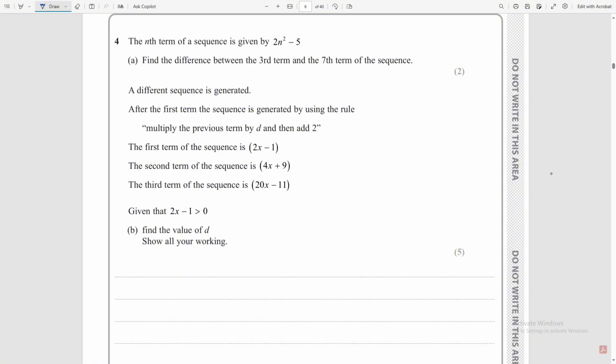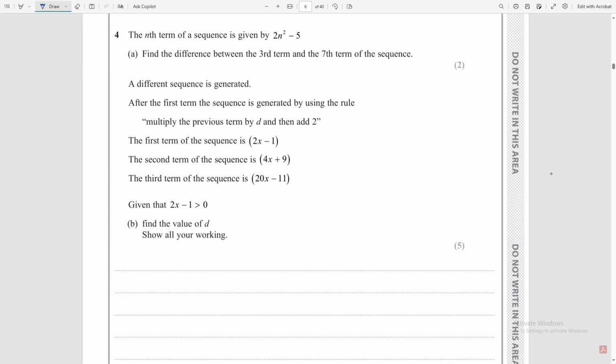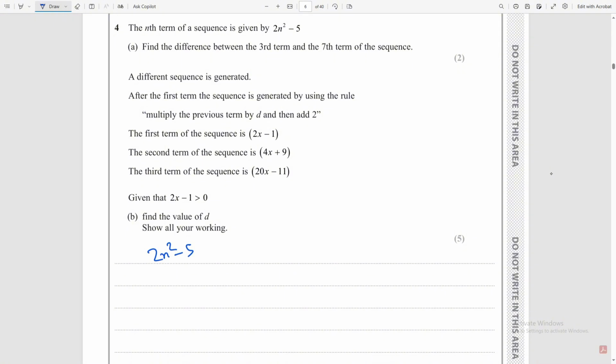So let's start. The nth term of a sequence is given by 2n squared minus 5. So it means that if we need to find any term, we can just put the value of n as that term and we will have that value. So let's look at question number A, for example.